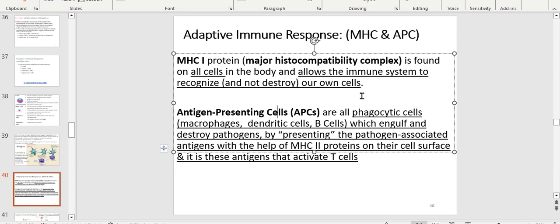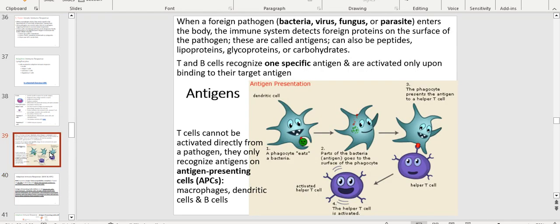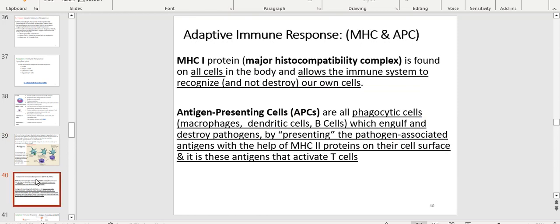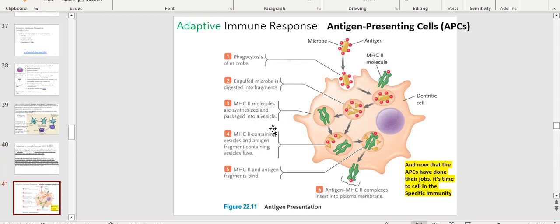Okay, APCs are all phagocytic cells: macrophages, dendritic cells, and B cells, which engulf and destroy pathogens by presenting the pathogen-associated antigen with the help of what we call MHC2 proteins on their cell surface, and it is these antigens that then activate the T cells. The APC, just the whole process of what's going on here.